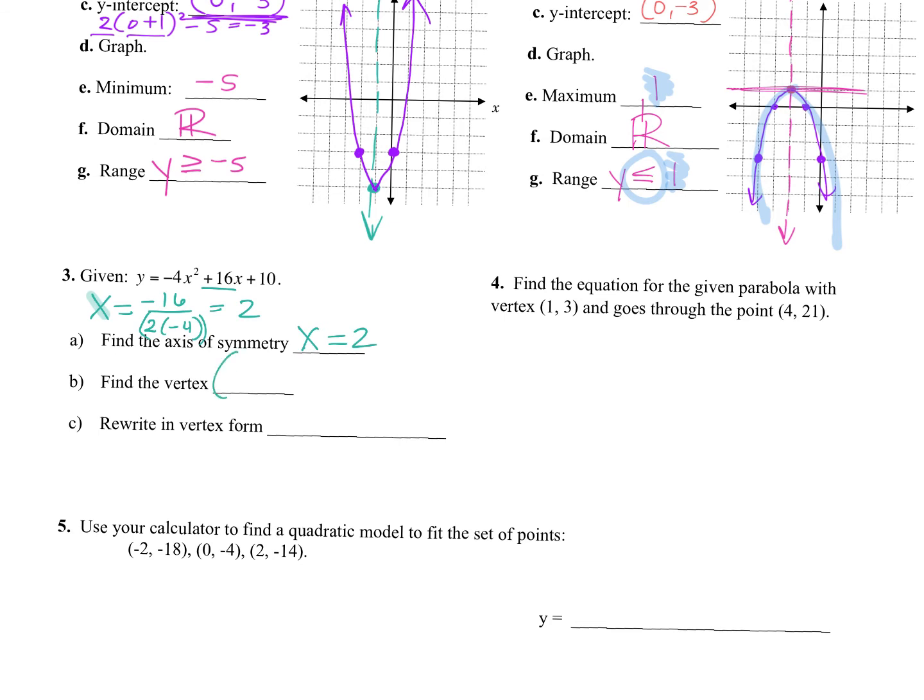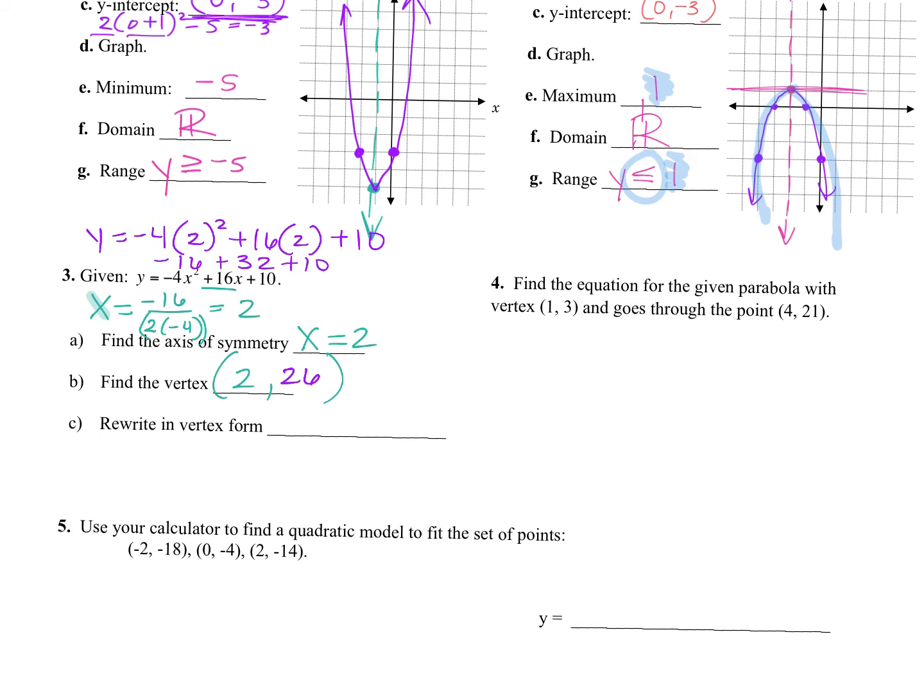That means your vertex is 2 something. How do you find that something? Plug it in. So for your vertex, we're going to say y equals -4 times 2 squared plus 16 times 2 plus 10. So -4 times 4, that's going to be a -16 plus 32 plus 10. That is 26. Okay, so your vertex is 2, 26.